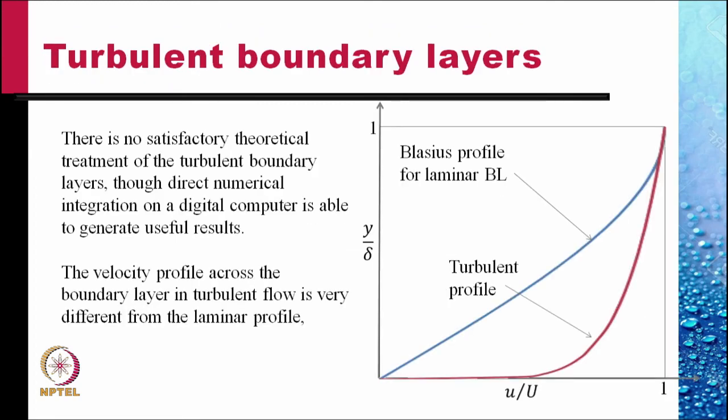First of all, notice that the velocity profile across the boundary layer in turbulent flow is very different from the laminar flow. The Blasius profile is shown in blue, and the turbulent profile is shown in red. The slope delta u by delta y at the wall, that is at y is equal to 0, is very sharp. And then the growth is slow.